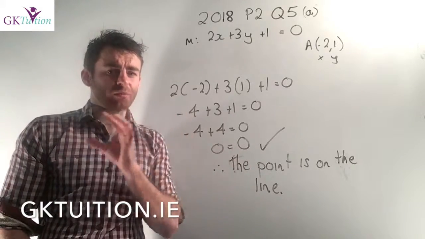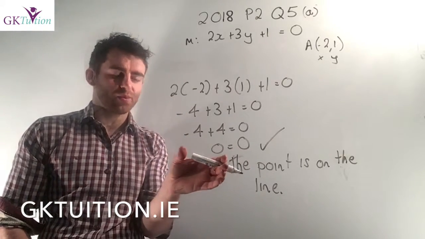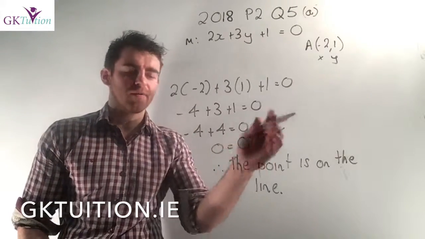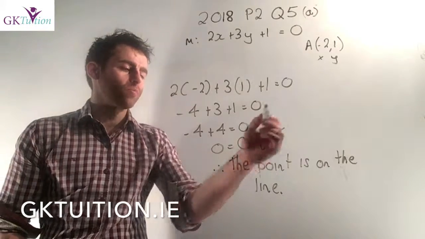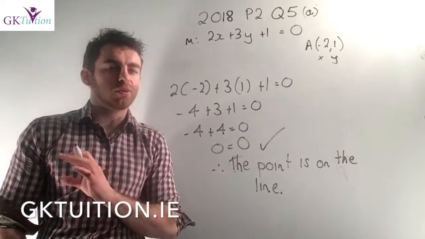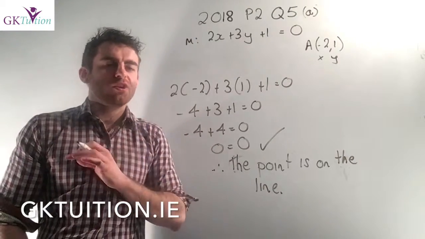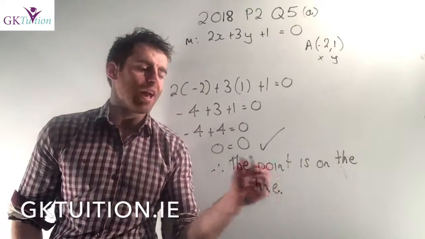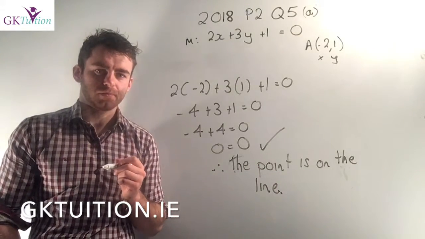Obviously, almost everyone doing Leaving Cert higher level maths will get that right. It's a very straightforward question, so you just verify it, and you conclude. You put a tick beside it and you say, therefore the point is on the line. You never know, they could mark that really harshly. Usually you'll get the full marks for just subbing it in, but just cover yourself. Get into the habit of making conclusions.